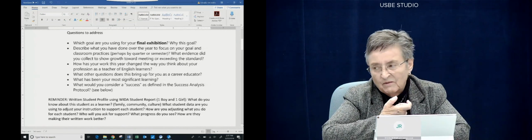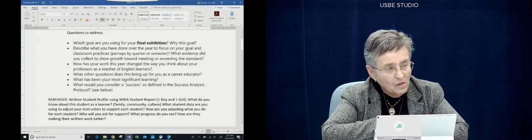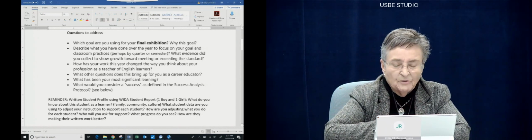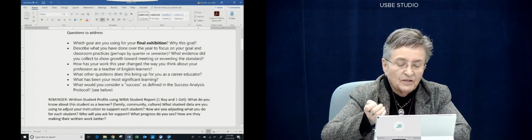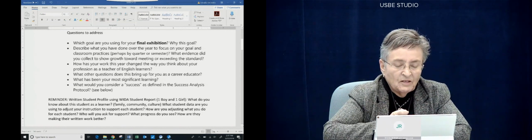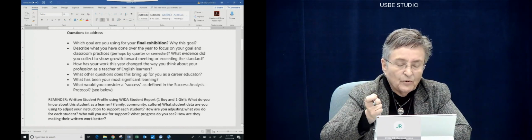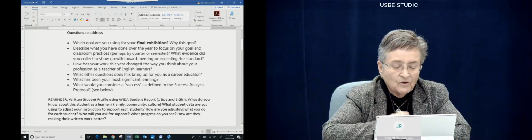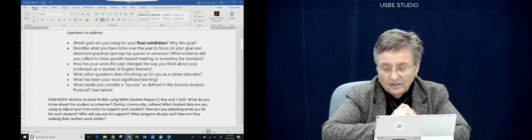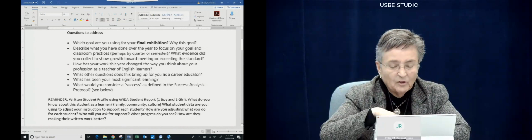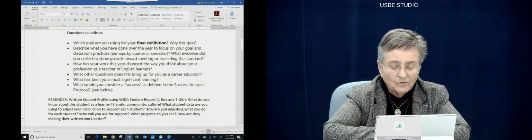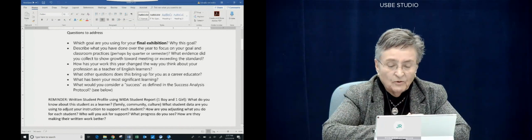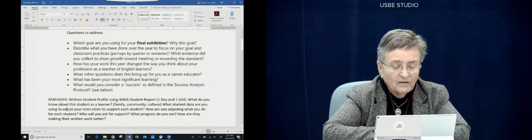Now, the reason this is important is that oftentimes there's this burnout factor in relationship to how hard teachers are working and the results they see. And so their tendency oftentimes is not to ask for support or to use their PLC work or their grade level teams or whatever. So this is a way for you to think more strategically in relationship to creating a community of learners and who that is in your school community. So what progress do you see or have you seen, and how are they making their written work better?